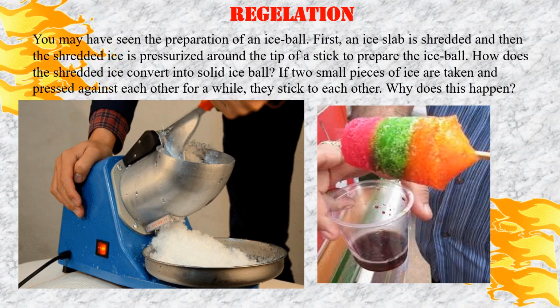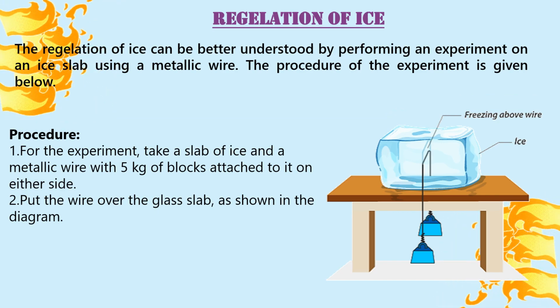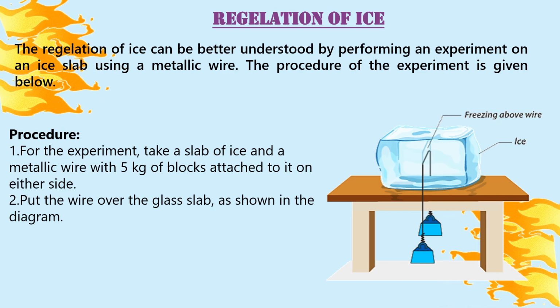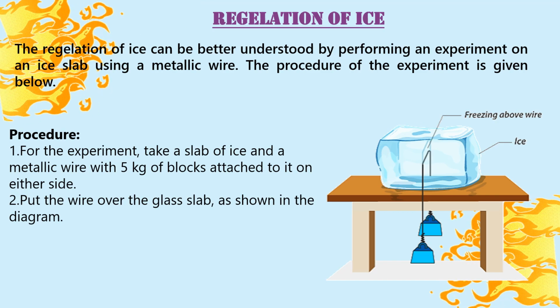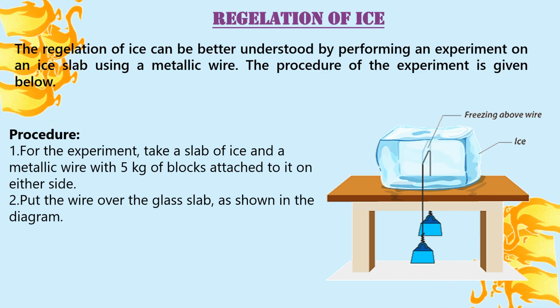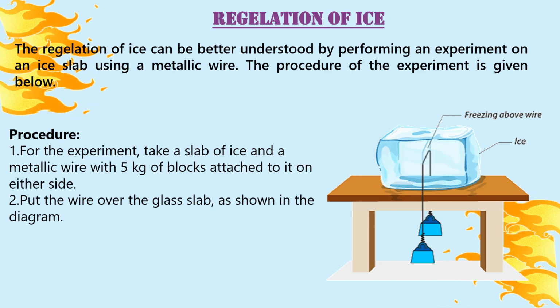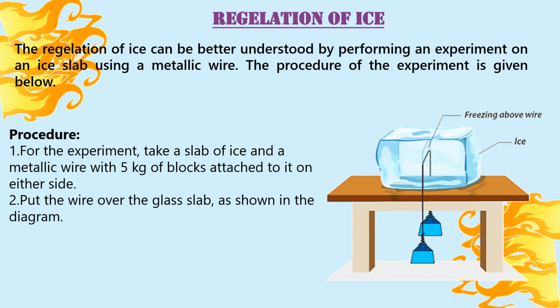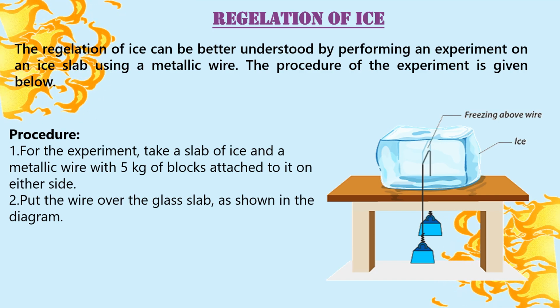Now what is this? Let us see. In order to understand that, we will do an experiment. Okay. So regelation of ice can be better understood by performing an experiment on an ice slab using a metallic wire. The procedure of the experiment is given below.